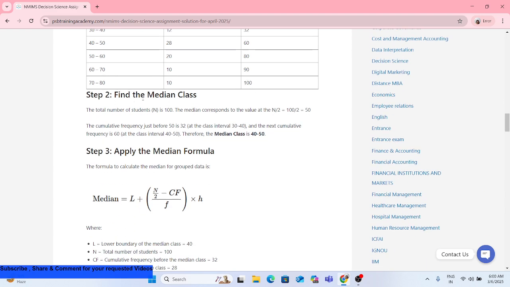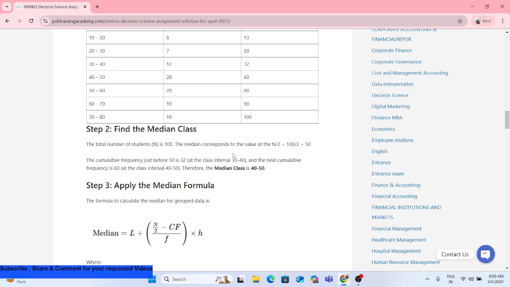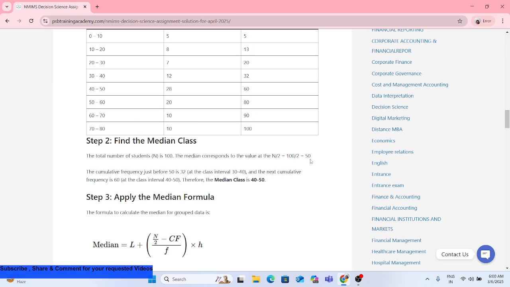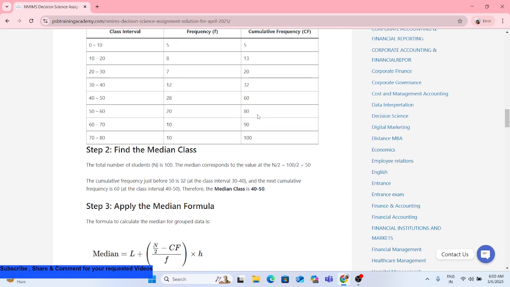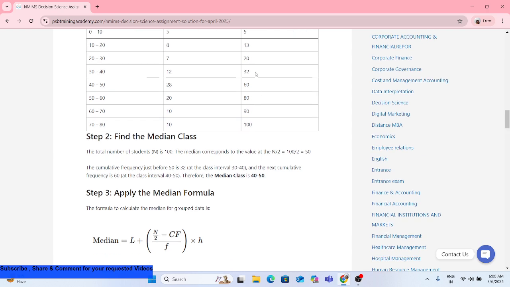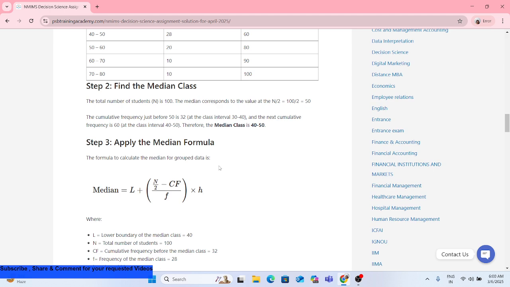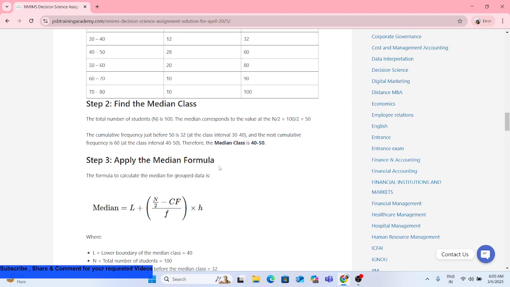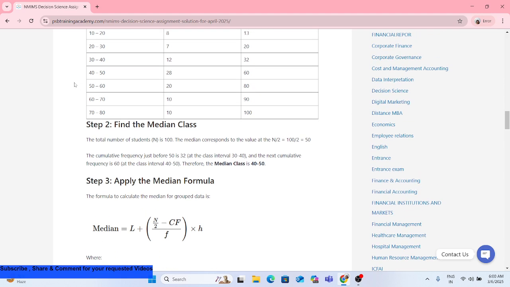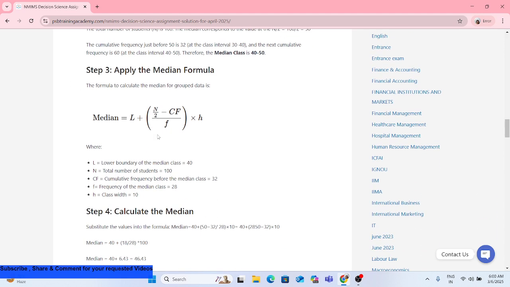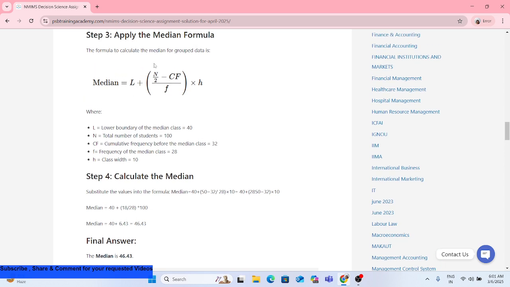In step 2, you need to find the median class. The median class first is n divided by 2, which is 50. Where is 50 located? See this one, between 32 and 60. So approximately in this range, it is located. Okay, 32 and 60, so the median class will be 40 to 50. Fine. Now the median formula is L plus n by 2 minus CF divided by F, multiplied by H.